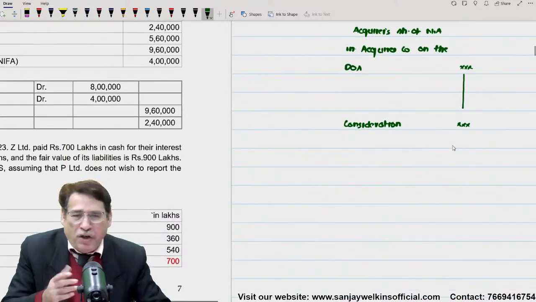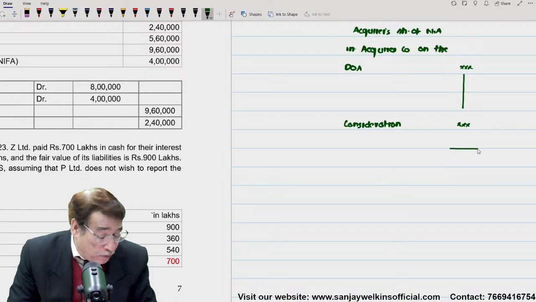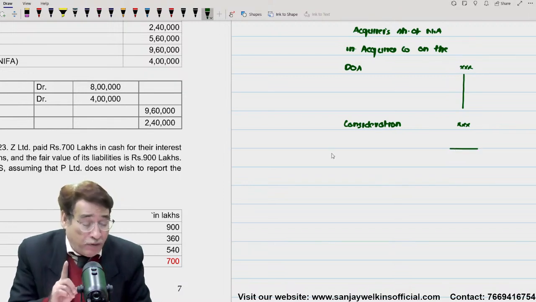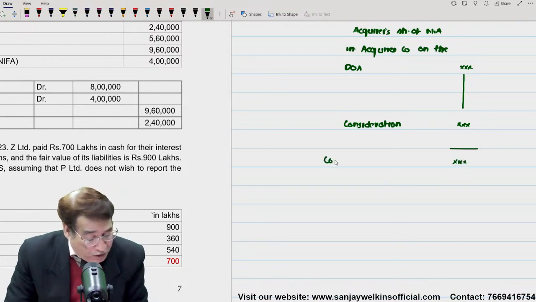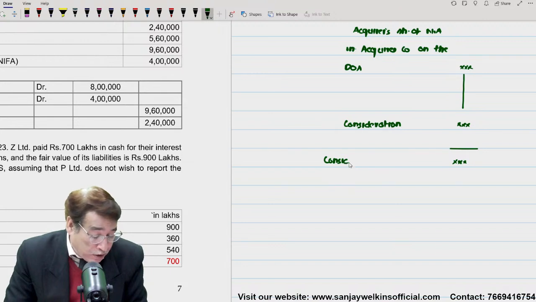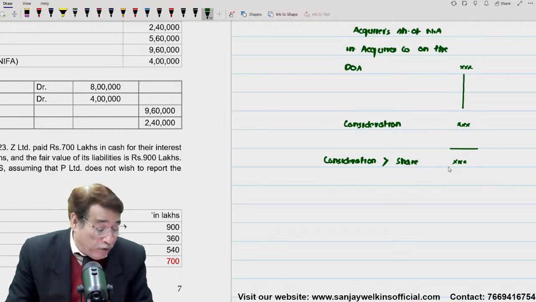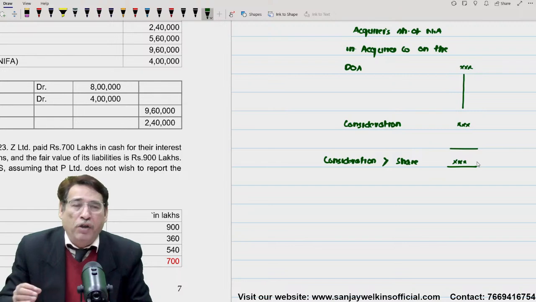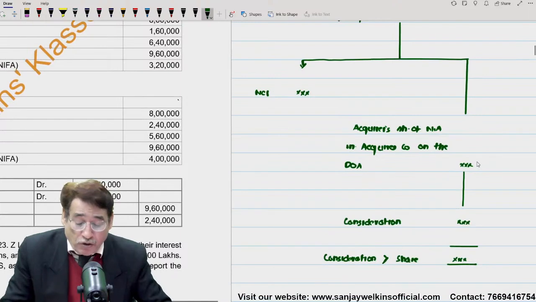If the consideration amount is higher, remember one thing, then the difference will be equal to goodwill. If consideration is more than the share of net assets, then it will be goodwill. In the reverse situation, there could be gain on bargain purchase. Is it clear to you or not? Very easy to compute.